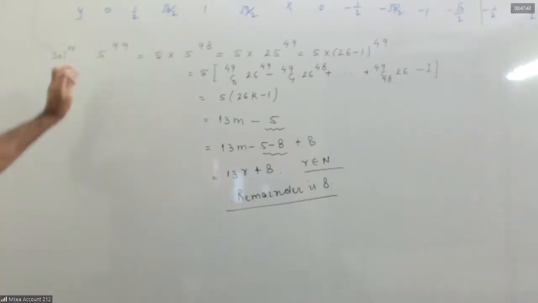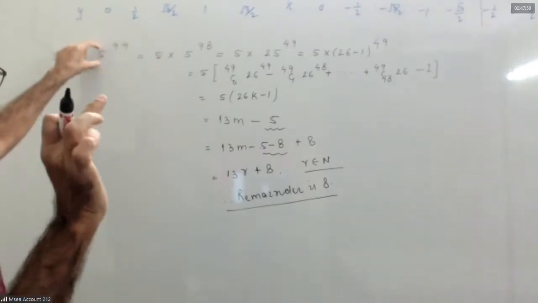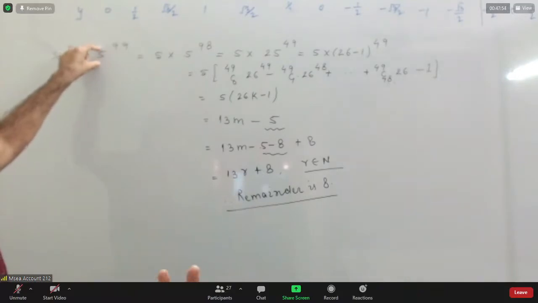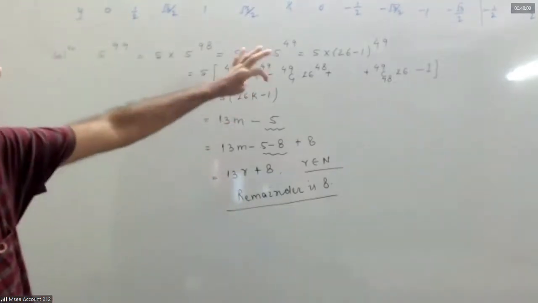So the idea is very simple. Just try to split this number into a sum of two numbers, one may be positive, one may be negative, in such a way that one number is a multiple of the divisor.